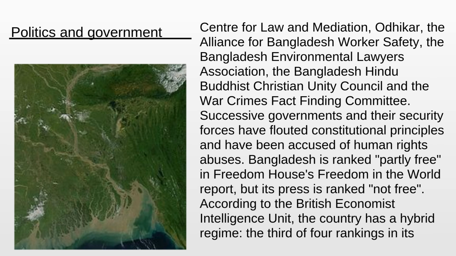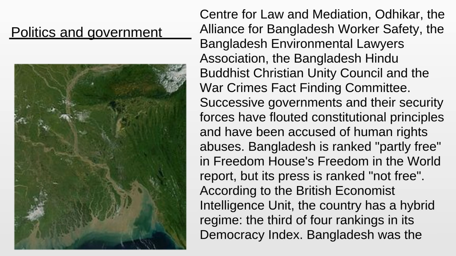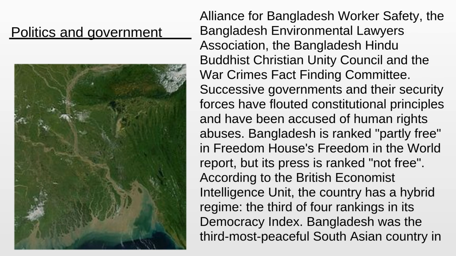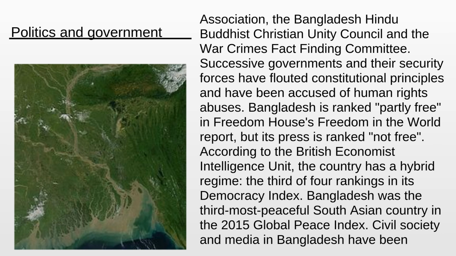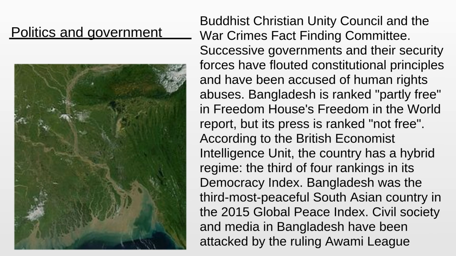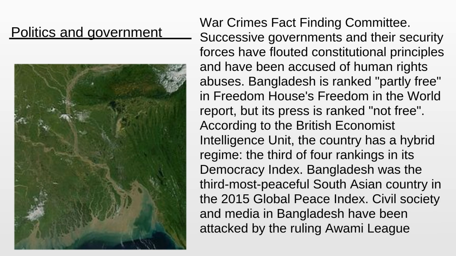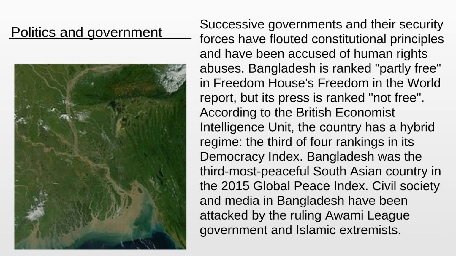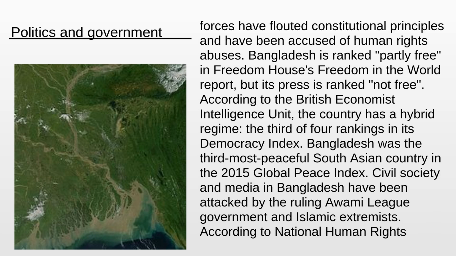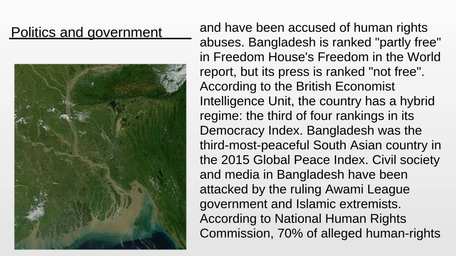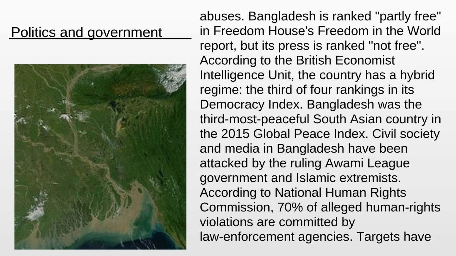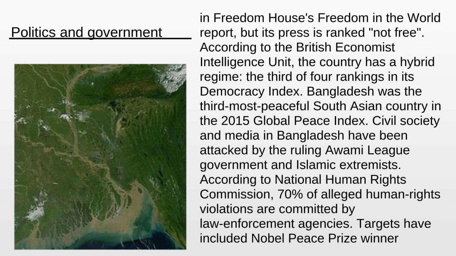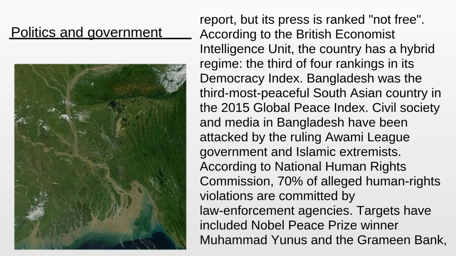Notable human rights organizations and initiatives include the Center for Law and Mediation, Adhikar, the Alliance for Bangladesh Worker Safety, the Bangladesh Environmental Lawyers Association, the Bangladesh Hindu-Buddhist Christian Unity Council, and the War Crimes Fact-Finding Committee. Successive governments and their security forces have flouted constitutional principles and have been accused of human rights abuses. Bangladesh is ranked partly free in Freedom House's Freedom in the World report, but its press is ranked not free.